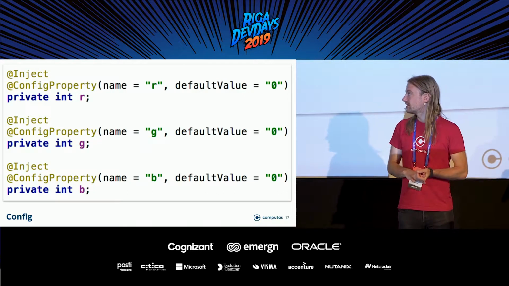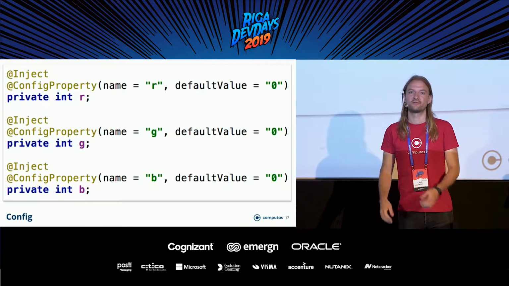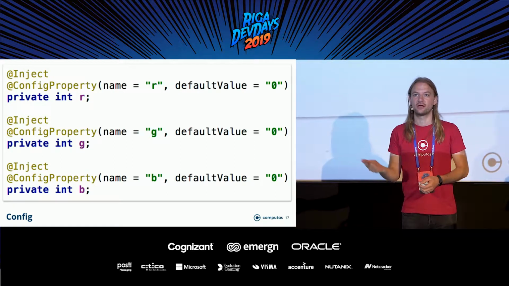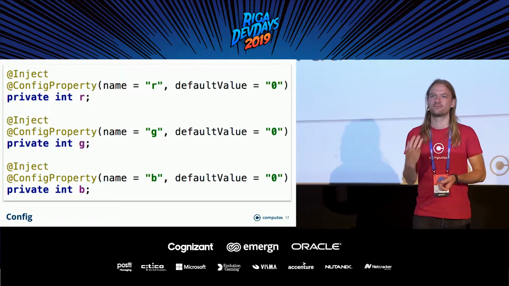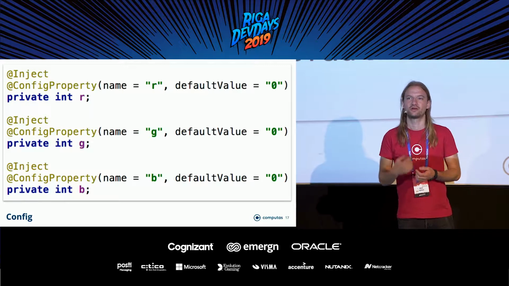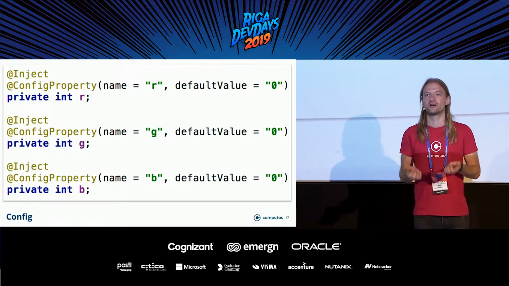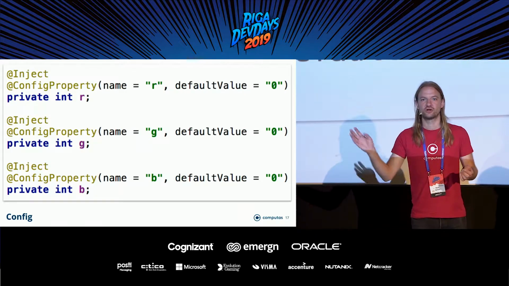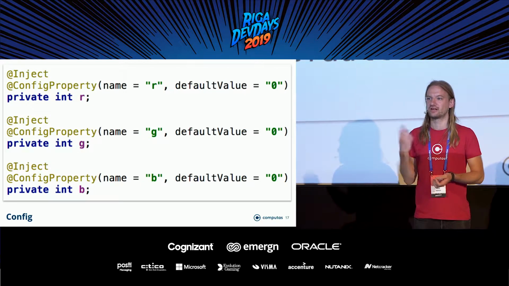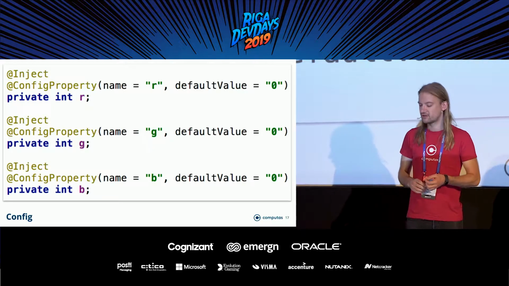So it works pretty fine. You can typically use this for things like URLs, certificates, passwords, all these things that vary across your environment. So in your test environment or in your production environment, you can have the same Docker image that you push on, and what varies is what you inject into the code using config properties.